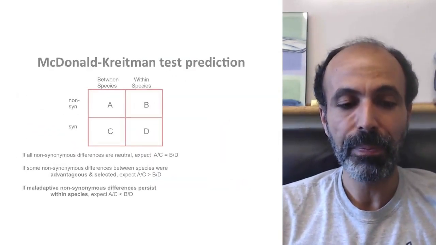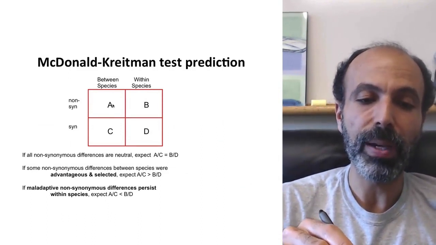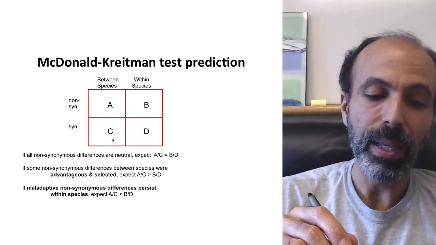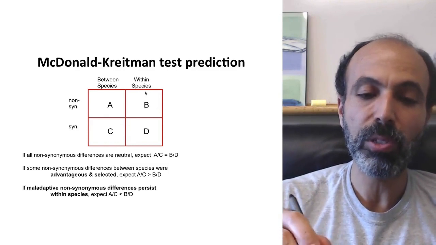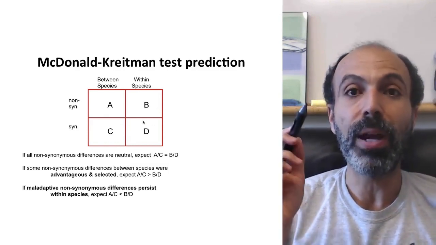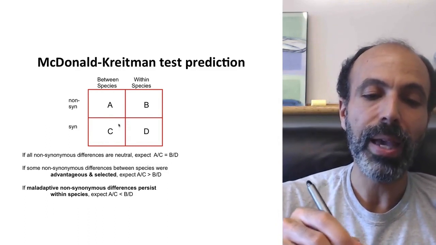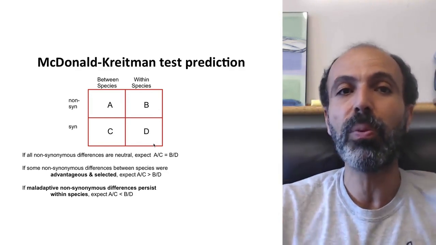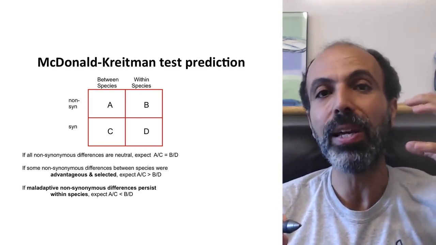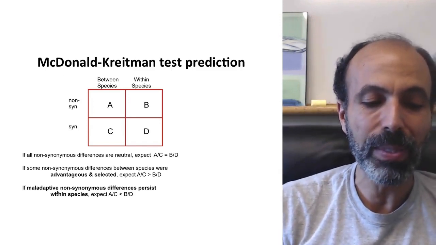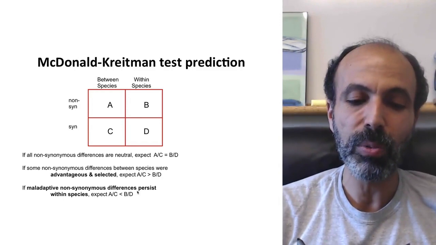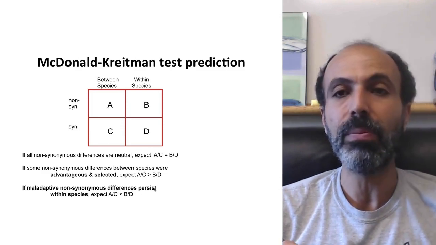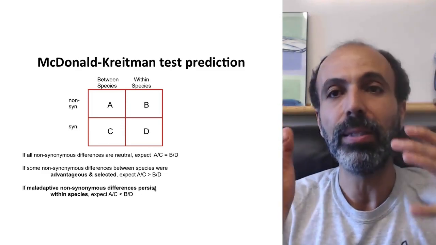So here are the ratios again that we talked about: between species non-synonymous over synonymous versus within species non-synonymous over synonymous. If all non-synonymous differences were neutral, we expect these ratios to be similar. If some of these non-synonymous differences were advantageous and selected, then we expect this ratio, A over C, to be greater than this ratio, B over D, because the advantageous variants would spread. They would become between species non-synonymous variation. In contrast, if you have maladaptive non-synonymous differences, they will persist within species and never be converted to between species differences. In that case, A over C will be less than B over D. That's what will happen if you have diseases lingering around.